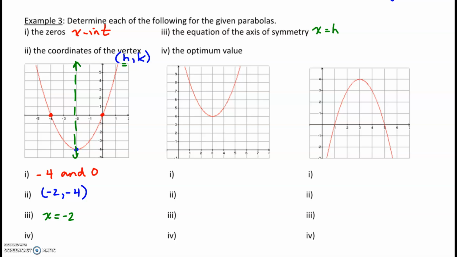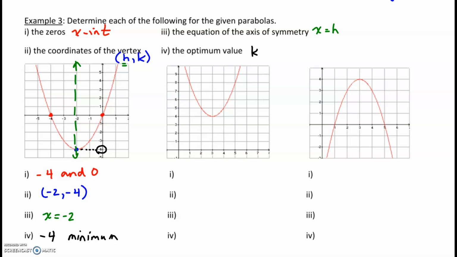The optimum value is the k value, and in this case the k value is -4. We look on the graph right here. There's my optimum value. In this case it is the lowest point, so we know this would be a minimum. The parabola is opening up, so our optimum value is a minimum. All right, we're going to go ahead and do the same for the next graph.